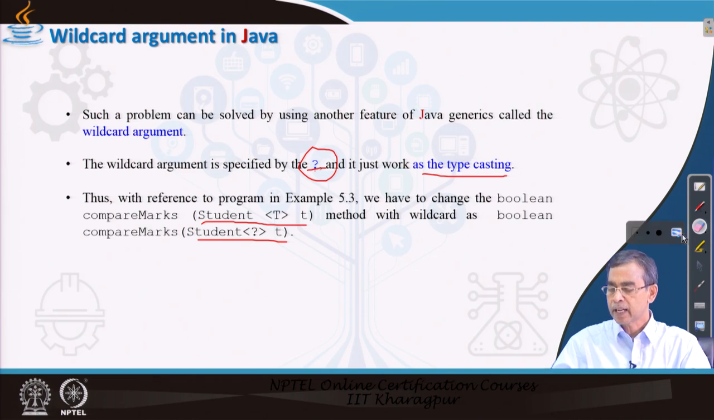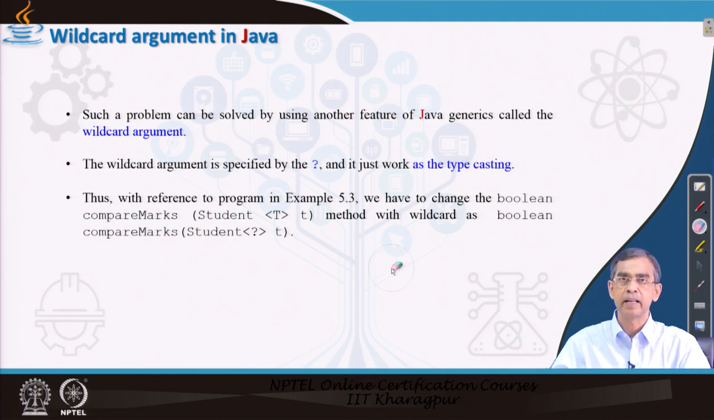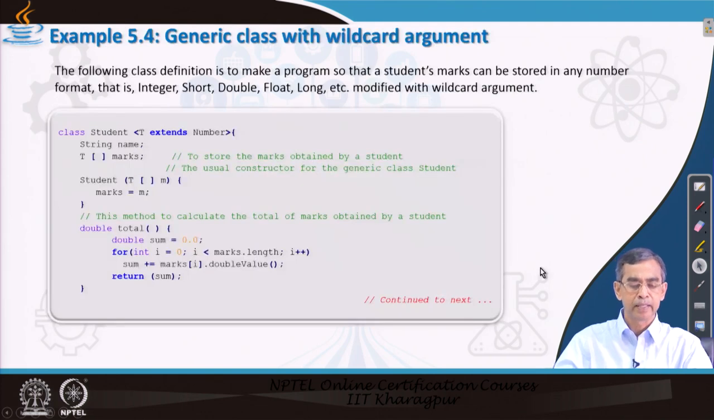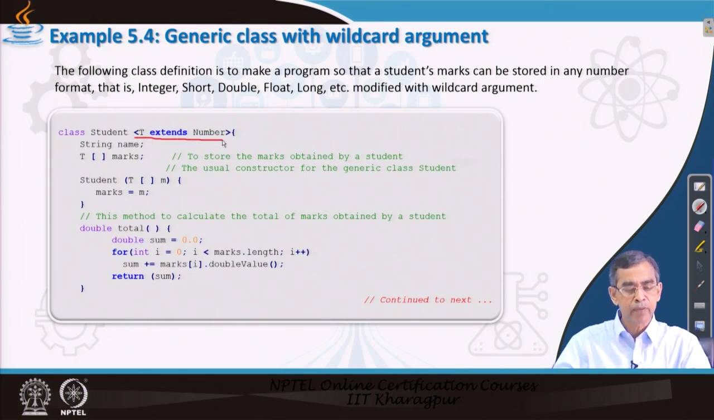Now, let us see the modified problem with this wildcard, and if we run it, you will see that it will run for you. So, here is the program. It is the same thing again. The only modification is that I want to extend this generic class so that it has its scope within the Number class or any subclass. So this part is fine, absolutely no problem. The only correction required is in compare marks, because compare marks is facing the problem.